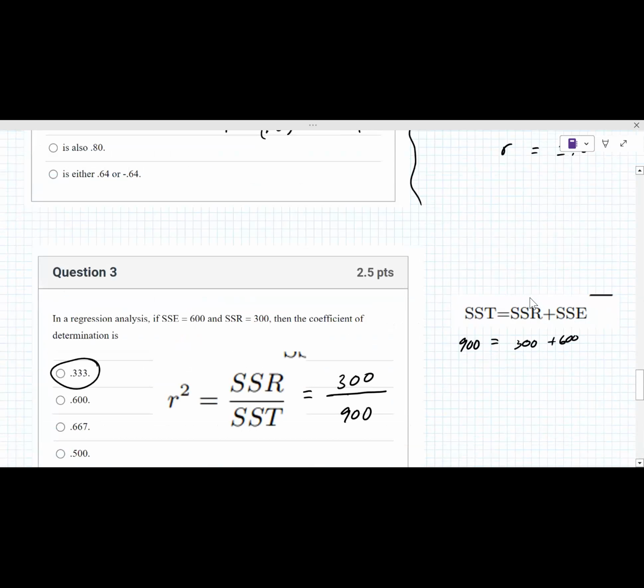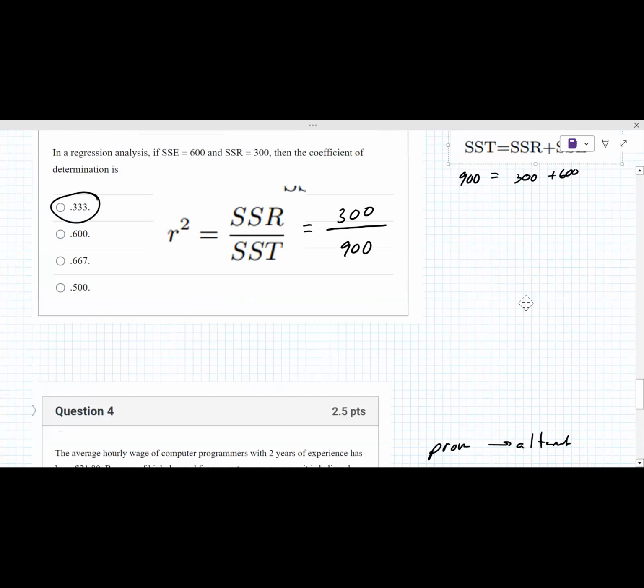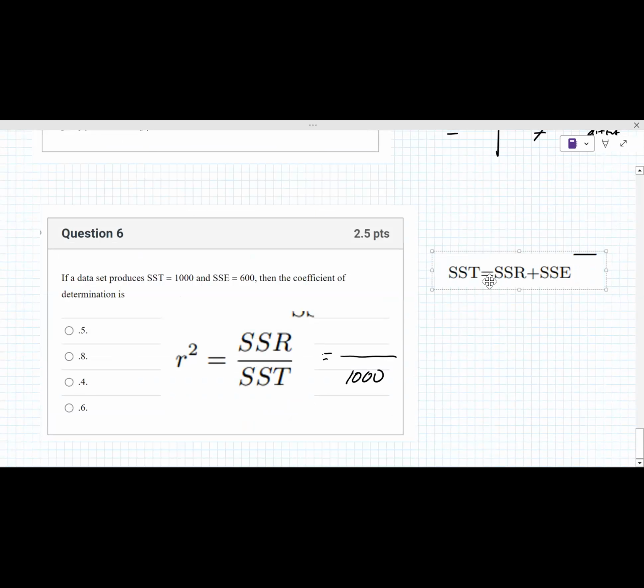And then the other one here, grab this formula, allows you to find the other value that you're missing. So we know that SST, 1,000, equals SSR plus 600. SSR ends up equaling 400. So you divide those and you get 0.4.